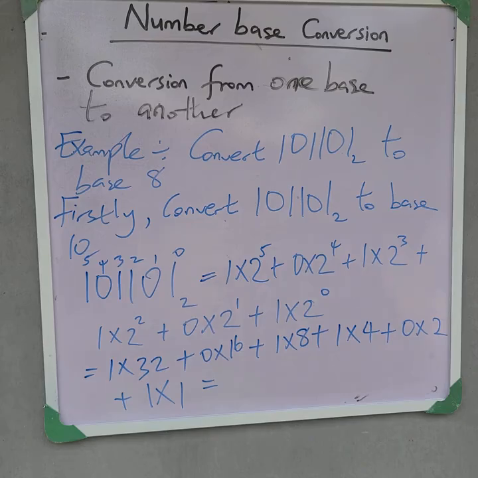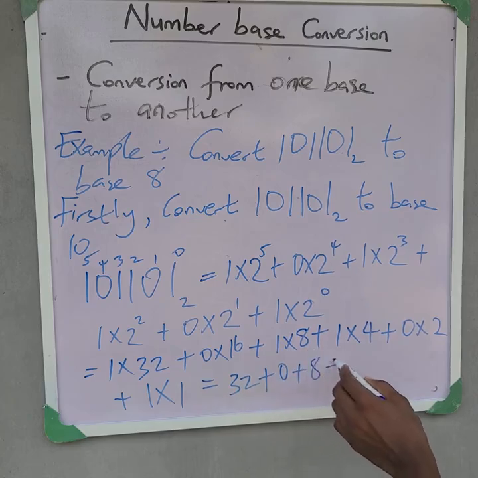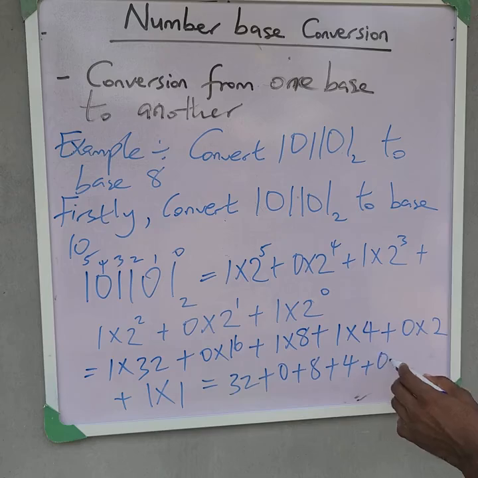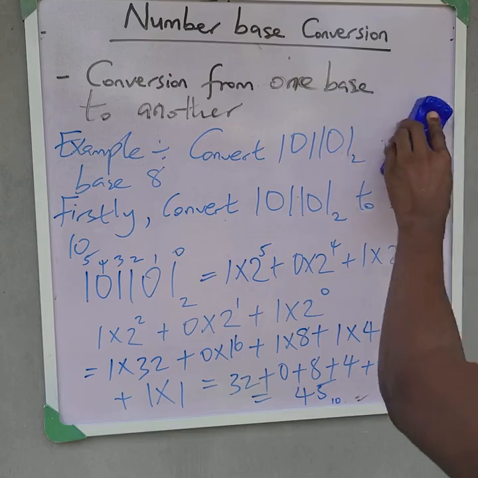So we have 1 times 32 is 32, plus 0 times 16 is 0, plus 1 times 8 is 8, plus 1 times 4 is 4, plus 0 times 2 is 0, plus 1 times 1 is 1. So we add up: 32 plus 8 is 40, 40 plus 4 is 44, then plus 1 is 45. So this is 45 in base 10. So we have converted this to base 10.